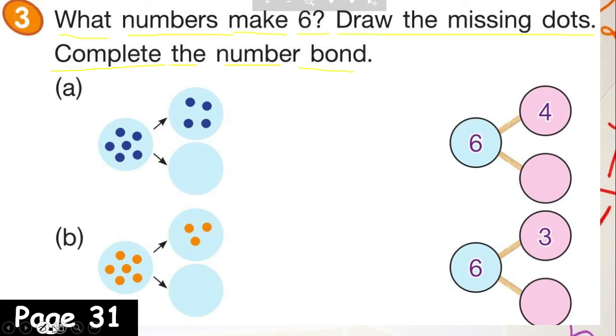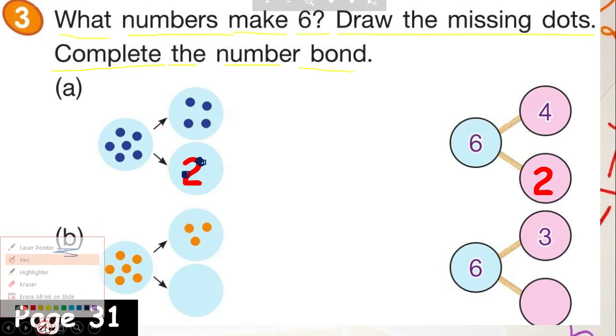Okay, you're going to draw 2 dots. 1, 2. Okay, so I wrote there 2. Okay, so next, we're going to write here 2 also. And then letter B, we're going to use here 1, 2, 3, 4, 5, 6. Okay, what number you add to 3 to make 6 dots?